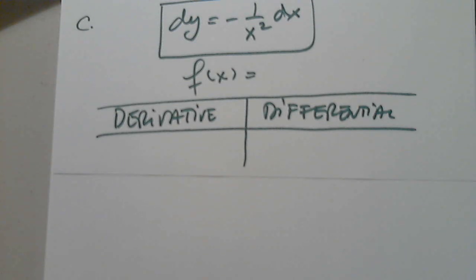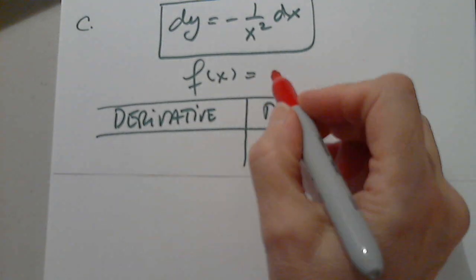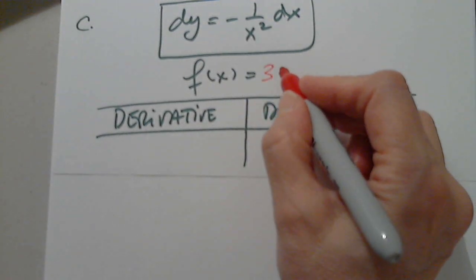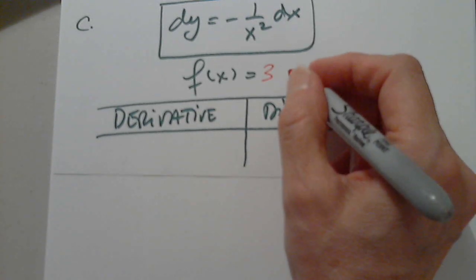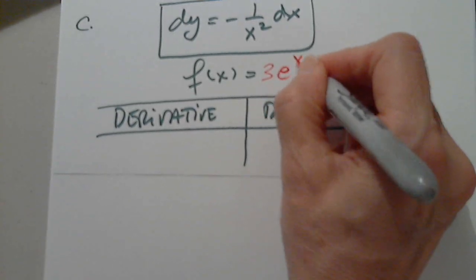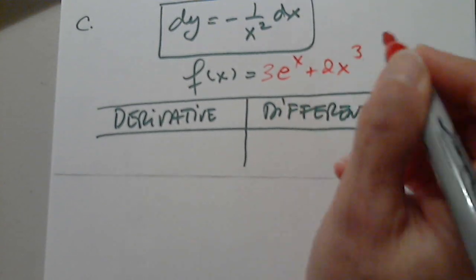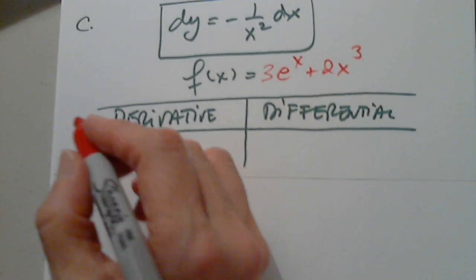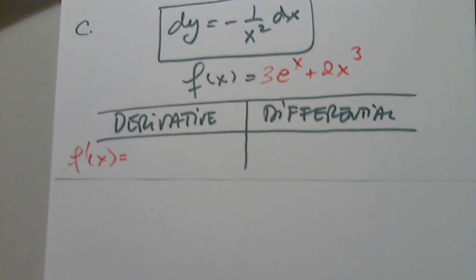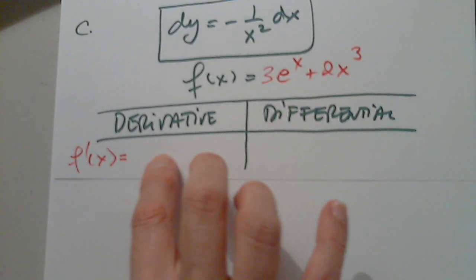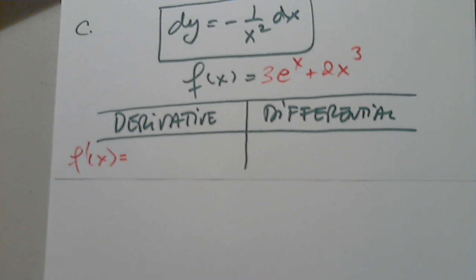We do 3x of this. Say it again. 3. Yeah, 3x of this. You said 3? Yeah, okay, 3e to the x plus 2x cubed. Can anyone determine the derivative for this function? Three e to the x plus 2x cubed. Can anyone find the derivative for this function, please?